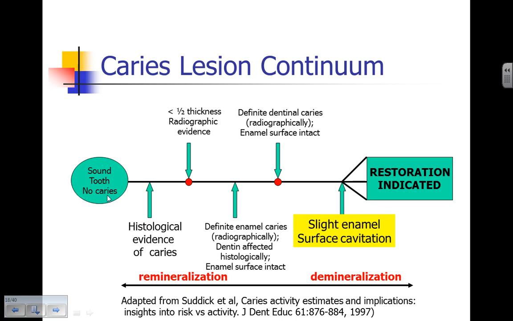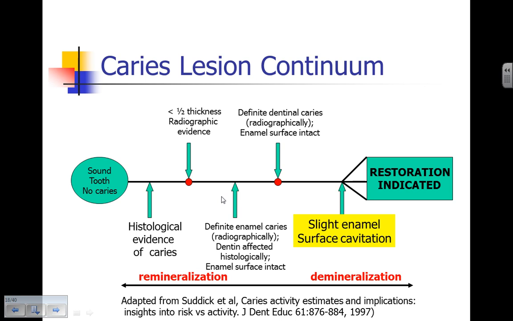If we take a look to the left, we have a sound tooth and no caries and no demineralization. Everything's remineralized, everything's just fine. But now we track changes and we start to see a shift in this equilibrium to where the tooth is demineralizing. It starts with histologic evidence of caries in the enamel surface. It progresses to where on a radiograph we see evidence of the caries progressing through half the thickness of the enamel, whether it be pits or fissures or smooth surfaces, until finally radiographically we see definite enamel caries.